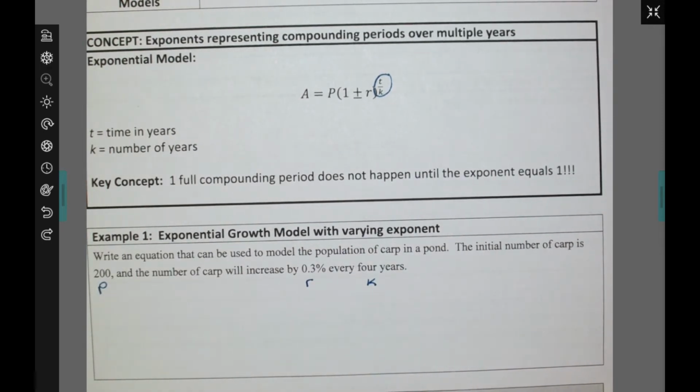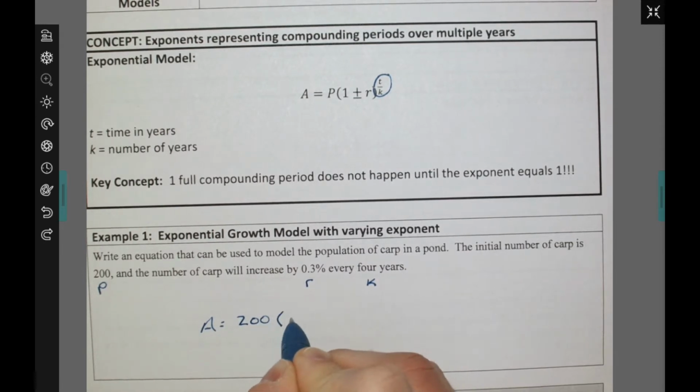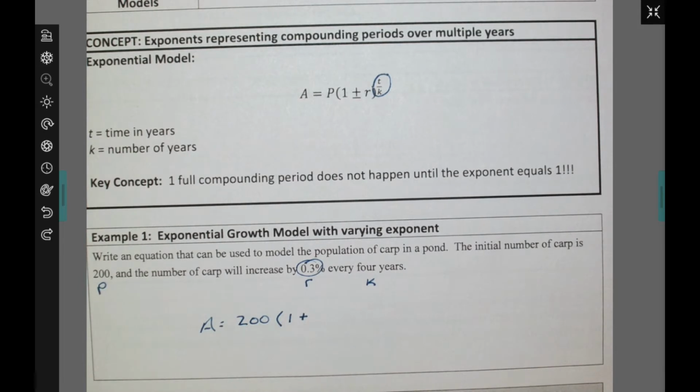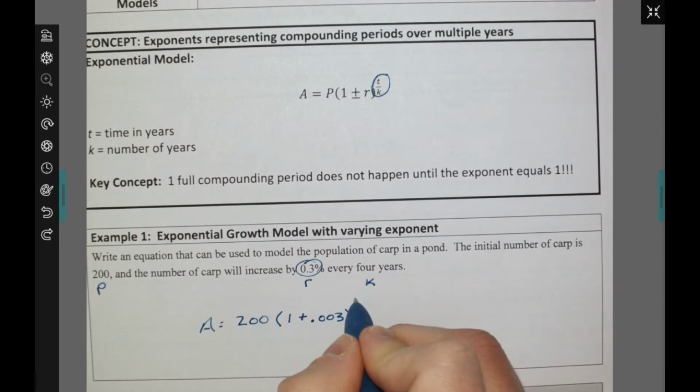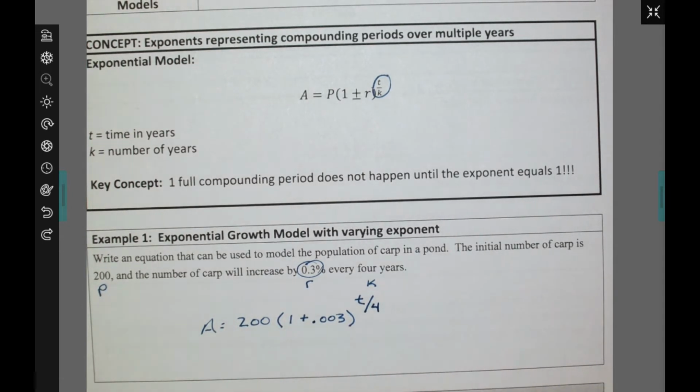To write our equation, it's going to be A equals, we have our initial amount of 200. It's going to grow, so we have 1 plus, and then 0.3%, we have to switch to a decimal, so that's 0.003. We're raising it to the t over k power. In this case, k is going to be 4, because every 4 years the compounding is going to happen.